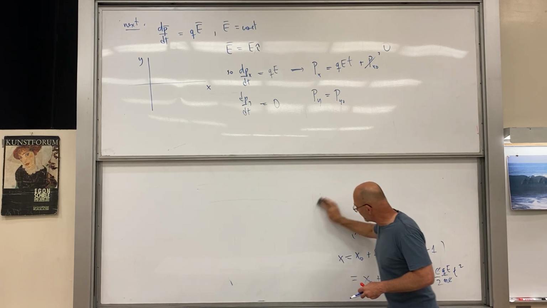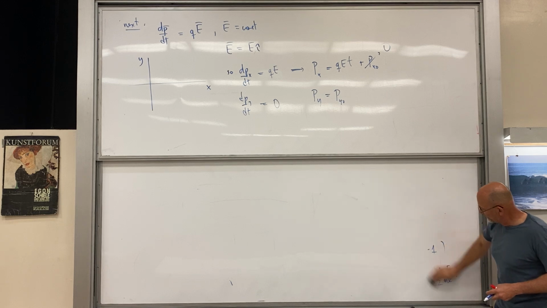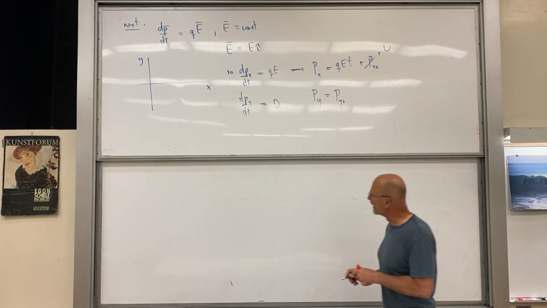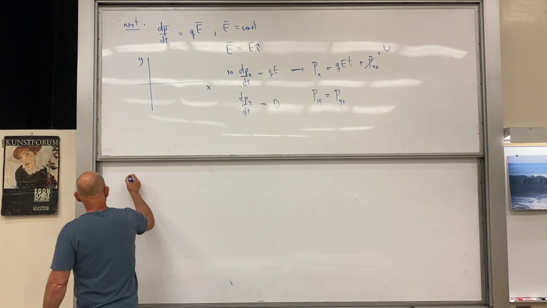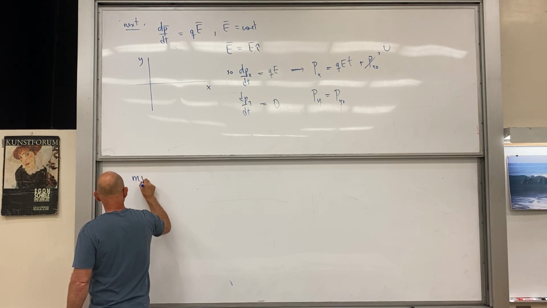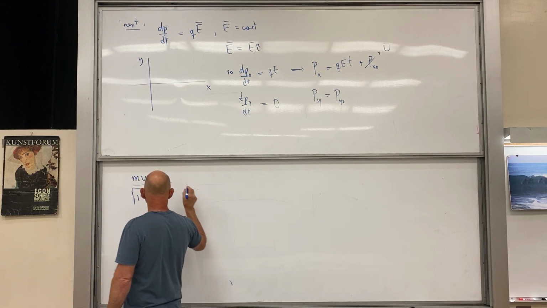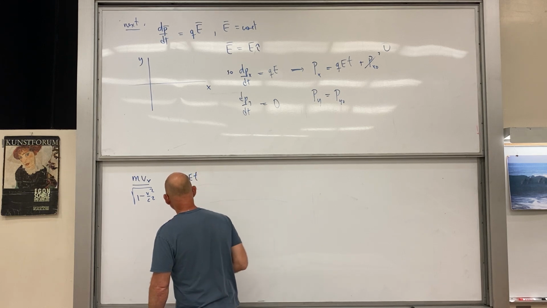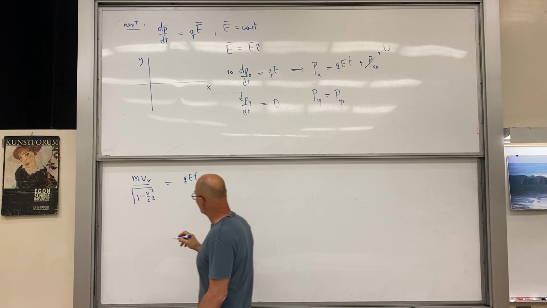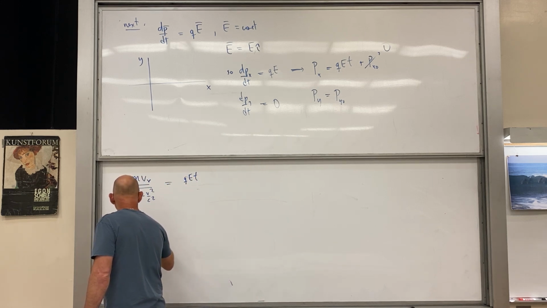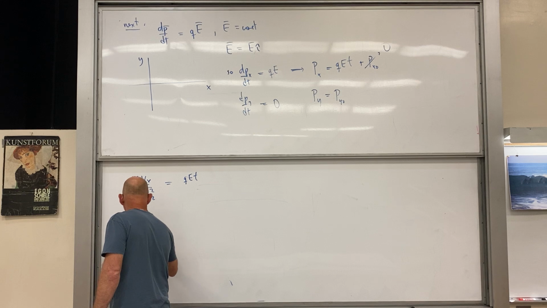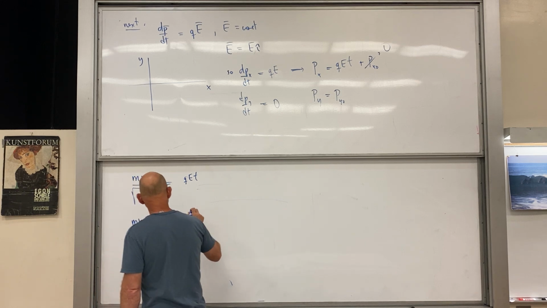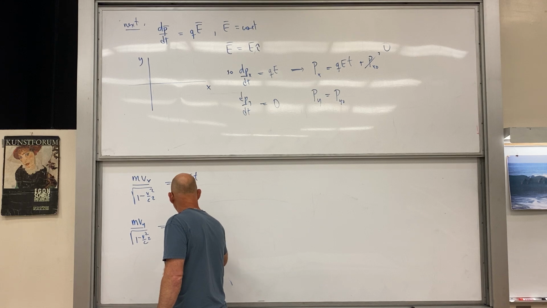Okay, so the relativistic momentum is a vector, and we already solved for the momentum. So we have p_x equals m v_x over root 1 minus v squared over c squared, and that's equal to qEt. And then m v_y over the same root is simply equal to p_y0, which is a constant.